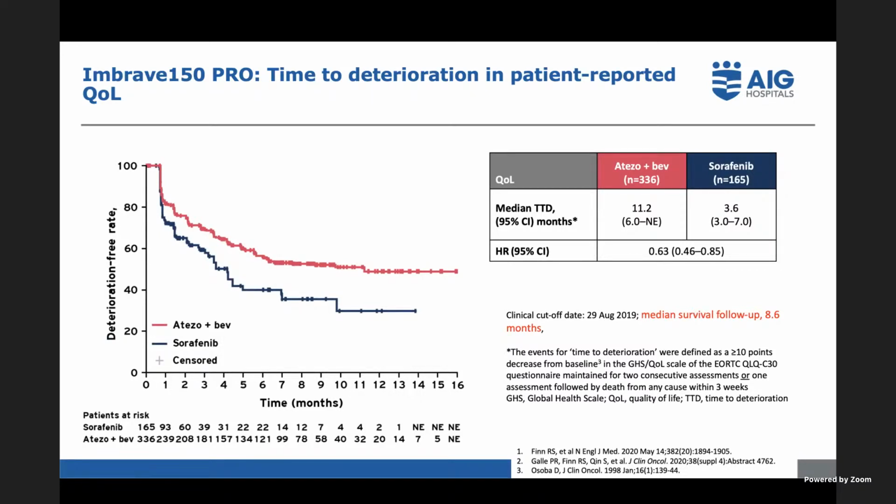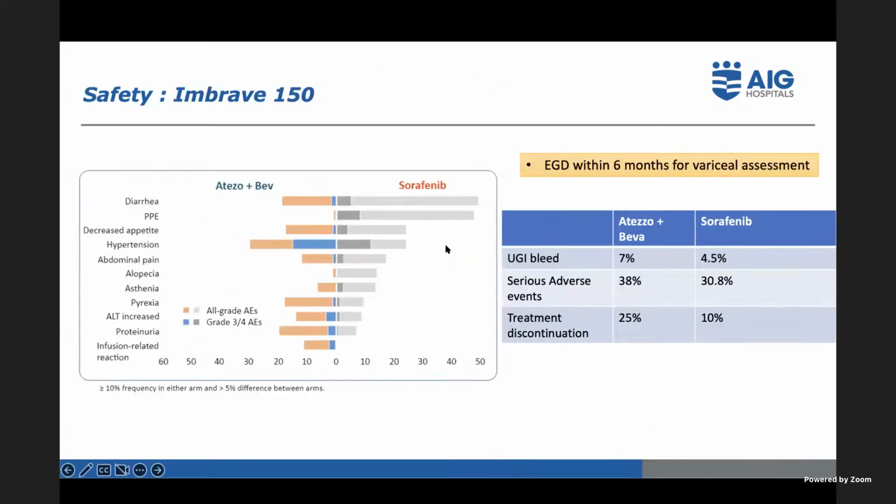This is also very important when we treat any patient of a malignancy. The quality of life is what worsens very fast when people are very concerned about chemotherapy side effects. So this study also tried to analyze this point. They tried to see the median time to deterioration. If you see, the median time to deterioration was significantly longer, 11.2 months versus 3.6 months in the sorafenib arm. And therefore, these patients had a better quality of life, which was assessed at 2 consecutive visits. And it was found they were more happy with this combination therapy.